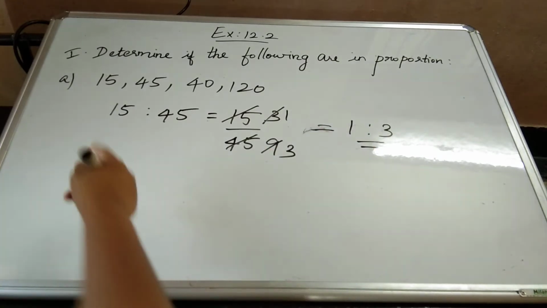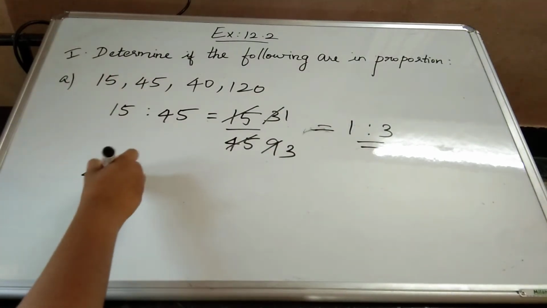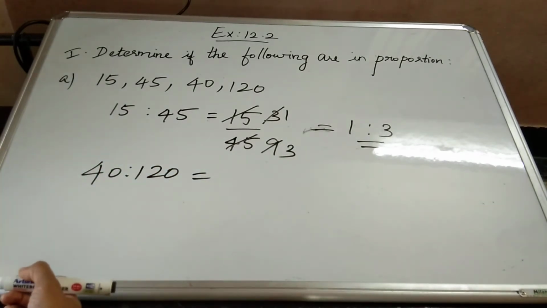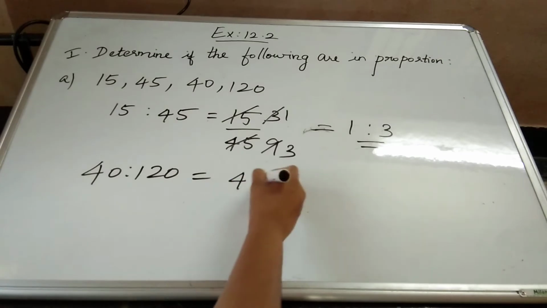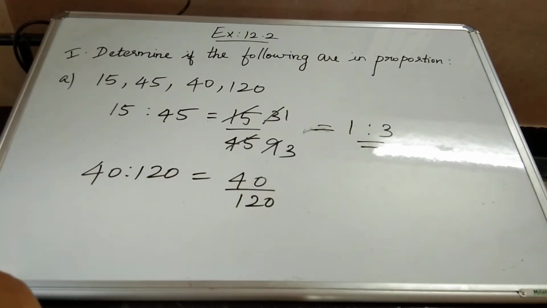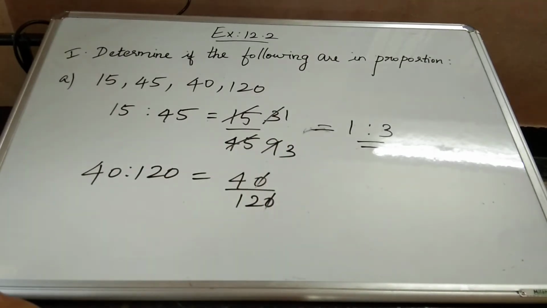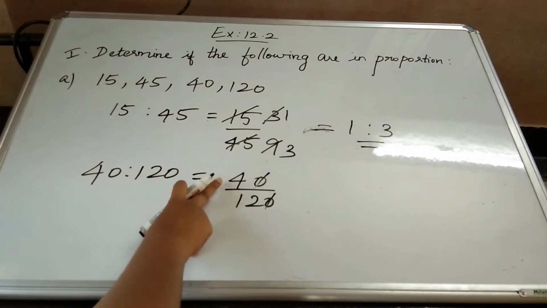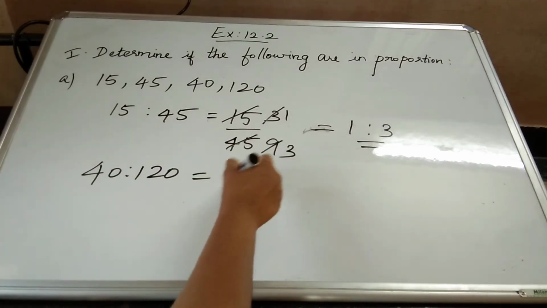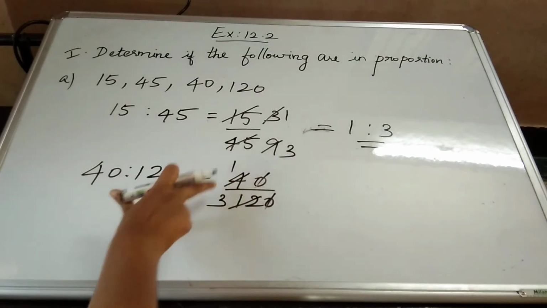Next we have to find for 40 and 120. So 40 is to 120. First we write it in the form of a fraction: 40 divided by 120. Now we make it to the simplest form. The 0 from the numerator and denominator we can cancel. Now I have 4 and 12. The 4 table I can cancel. 4 1s are 4 and 4 3s are 12. So 1 divided by 3.